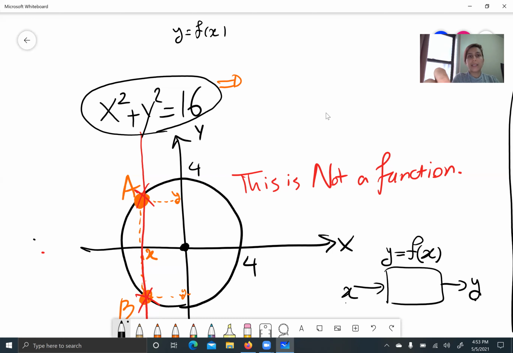We can subtract x squared from both sides. Then we get y squared equals 16 minus x squared. At this step, we have y squared by itself on one side, but we still need to have only y. How can we get the y? Take the square root of both sides.